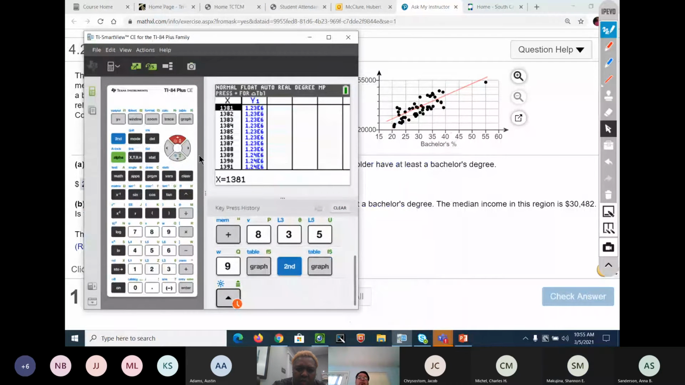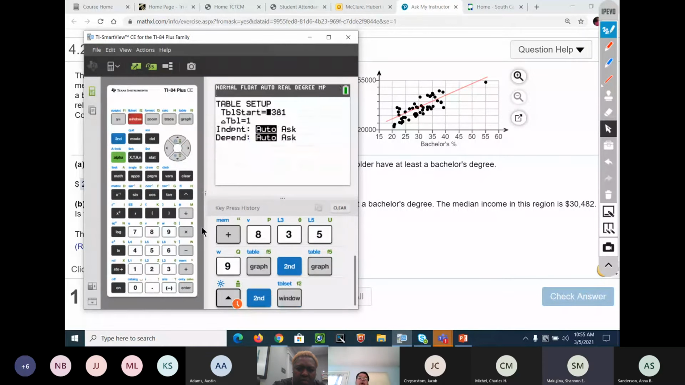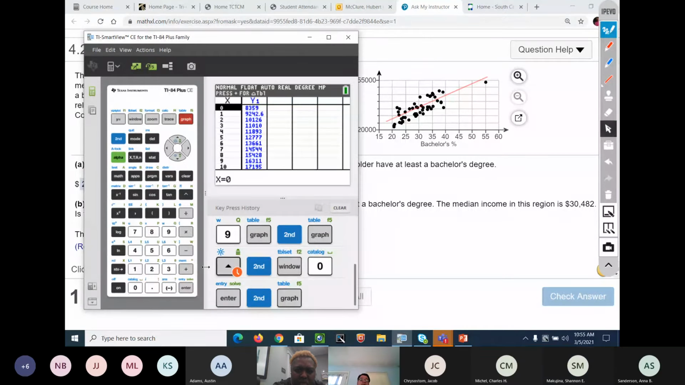Okay. Well, what about those numbers are too big, Hubert? Well, go to second, table set, and let's start from 0, and hit enter. And now go to second table. And there's your numbers from 0. And that's every point on this red line right here.